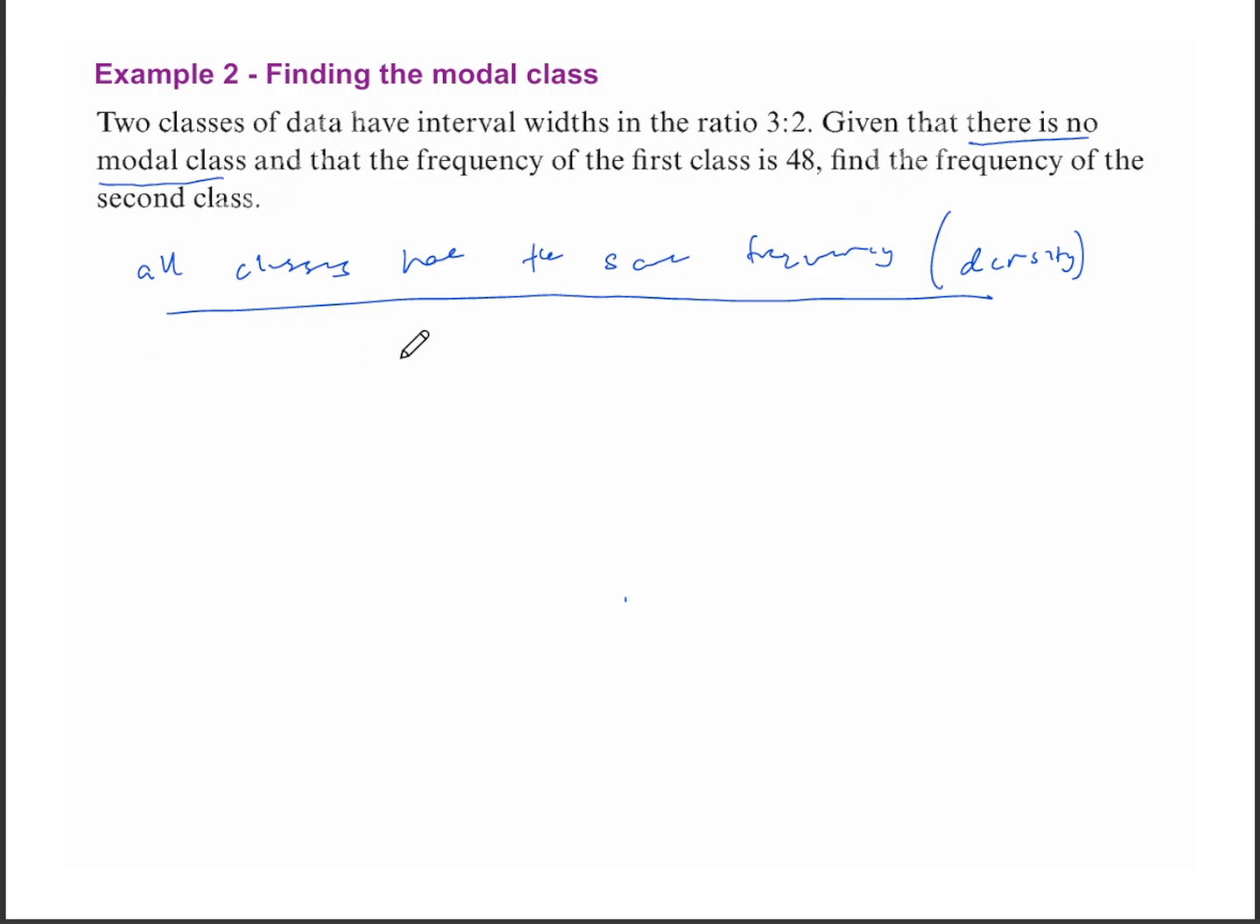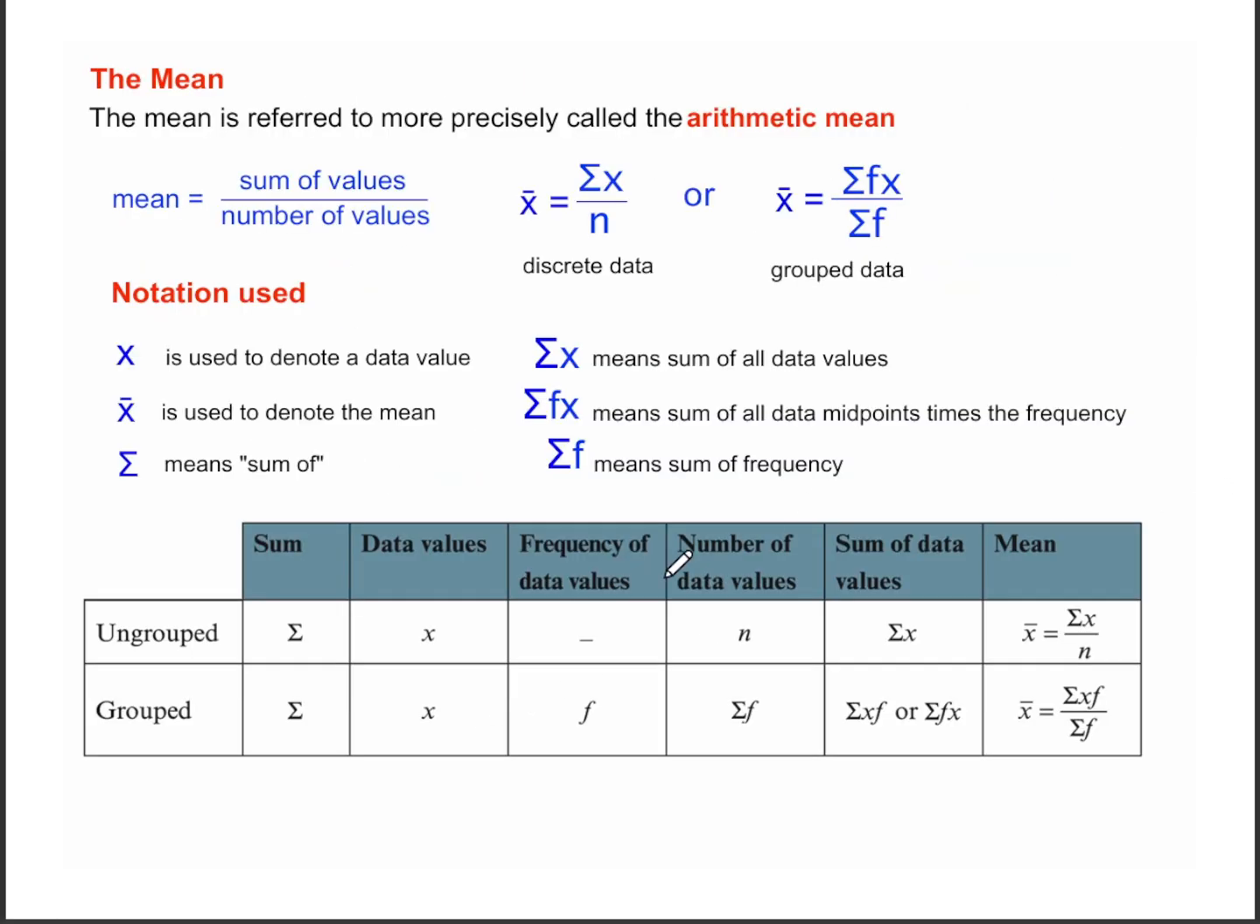Therefore, the first class frequency is 48, where the width of it was 3. We're going to use the ratio as our width. And what we'll get as our frequency density is 48 divided by 3, which is going to be 16. That frequency density will be the same for the second class as well. But remember, the interval here has a width of 2. Therefore, the frequency will be 16, which is the density, multiplied by 2, which is the class width, which is going to give us 32 as our frequency. Therefore, the frequency of the second class is going to be 32. Then we move on to mean.